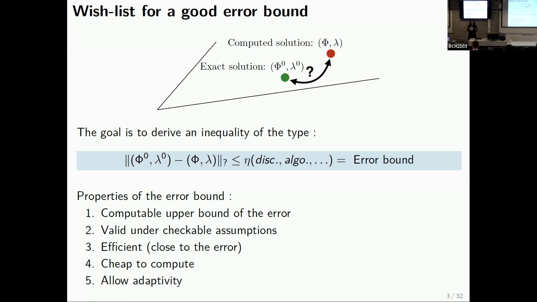Then we want this bound to be efficient. This means that the upper bound of the error should be close to the exact error, otherwise the bound is useless. For example, if you have a bound that is 100 or 1,000 times higher than the actual error, then you don't have really meaningful information from this bound. The last thing we would like is a bound that allows for adaptivity, which means that we want to be able to separate the error between the different approximations that are made to compute the solution, in order to refine only the parameters that are needed to reach an optimal accuracy within some given computational cost.